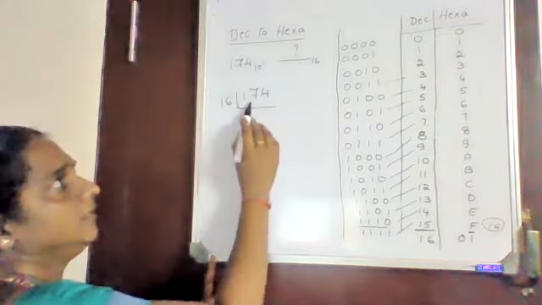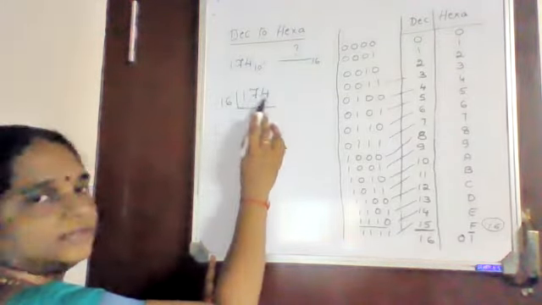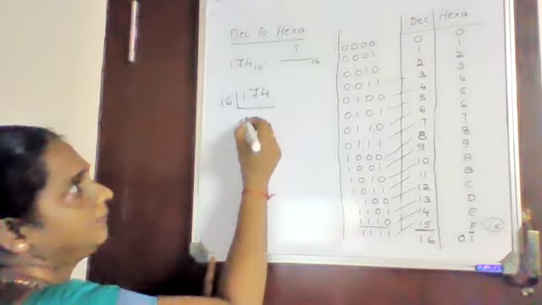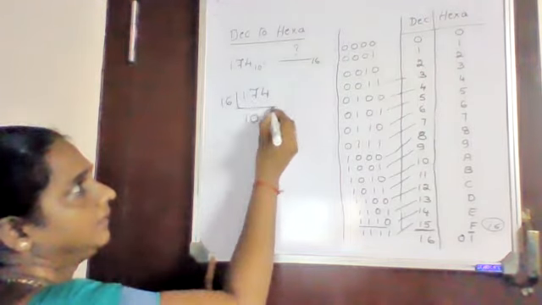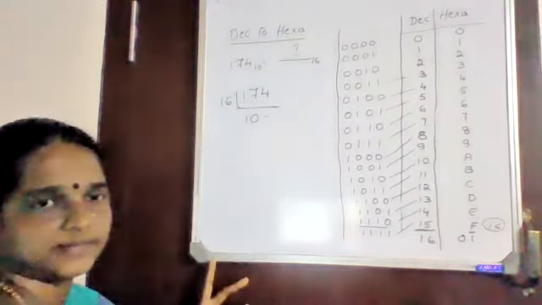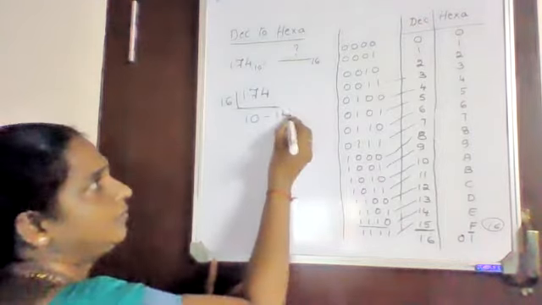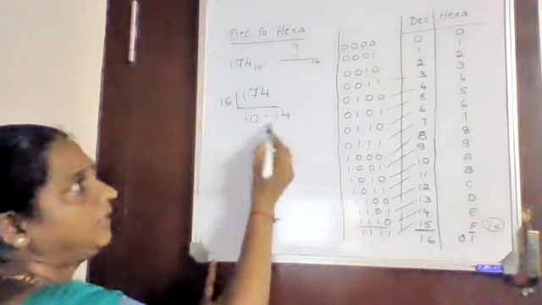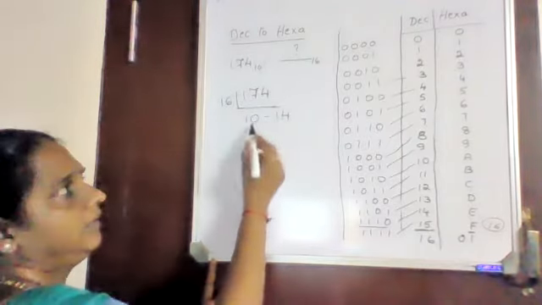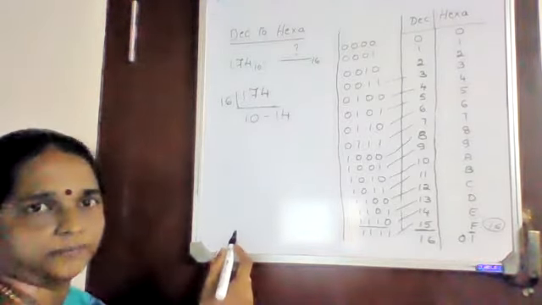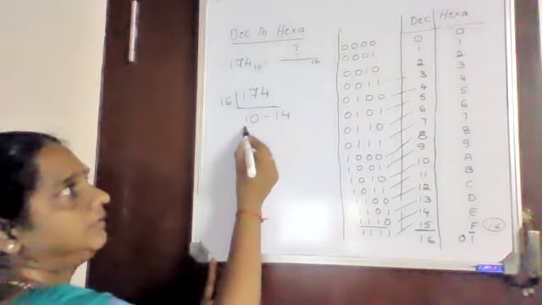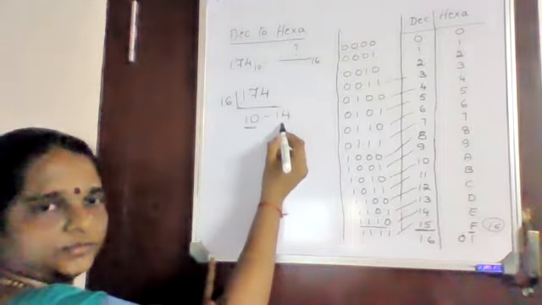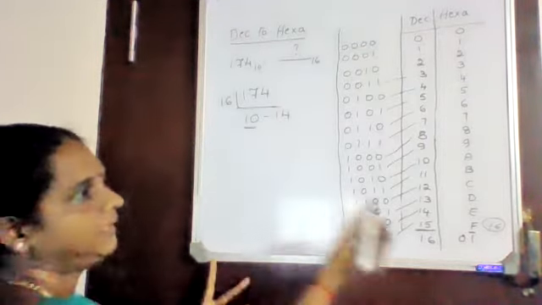This 174 is to be divided by 16. 16 tens are 160. The remainder is 14. It cannot be divided anymore. So the values are 10 and 14. We cannot write 10, 14 like this, right? In hexa, these 10 and 14 are decimal values. Now we have to write the equivalent values in hexa.